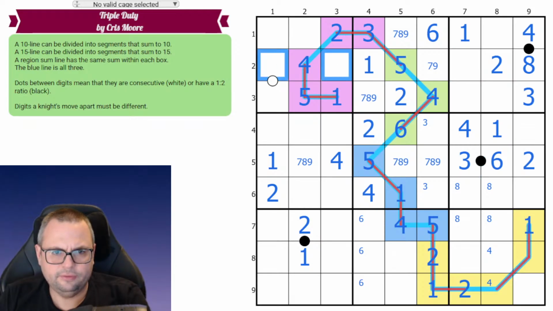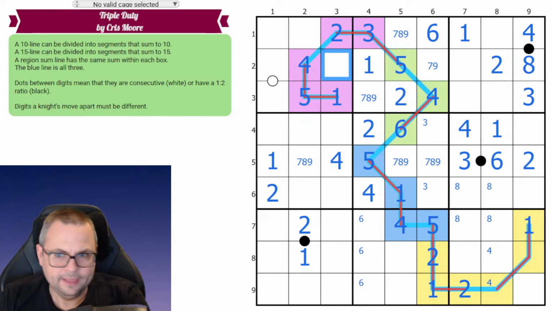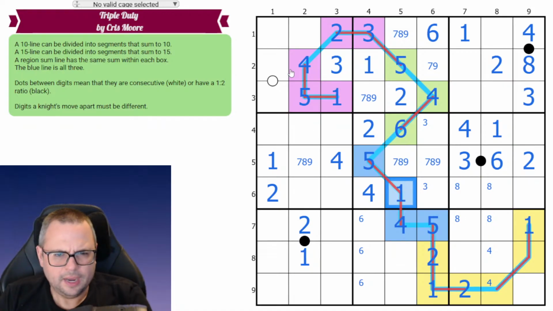Okay, so 3 in this row is now uniquely here, because this row needs a 3, and it can't go on the dot anymore. Hey, Michael, how are you doing? Slash juggler. I'm never quite sure which to call you.